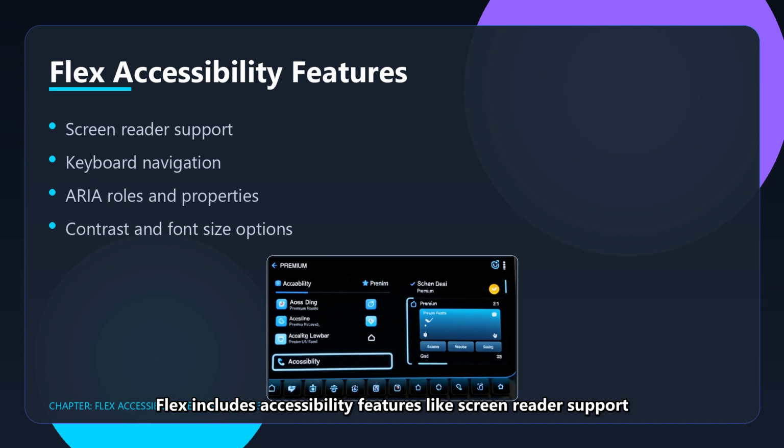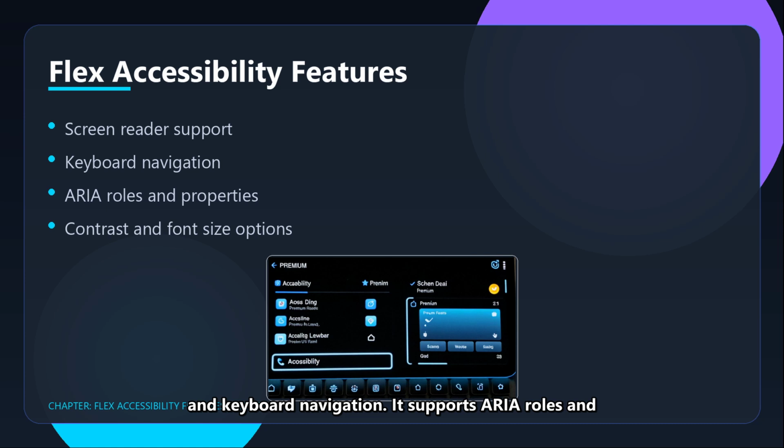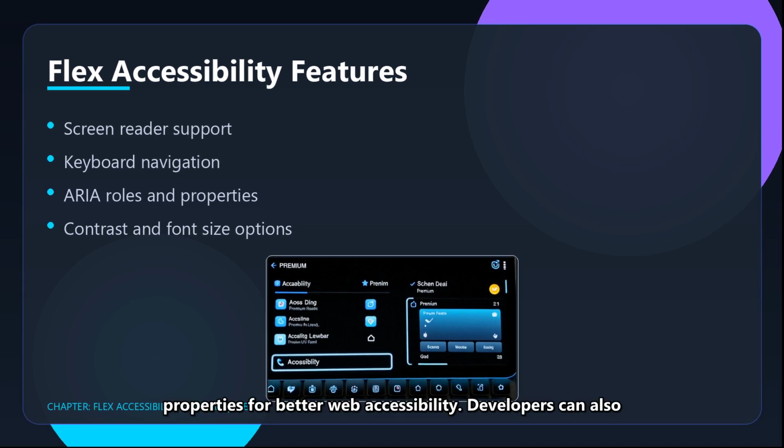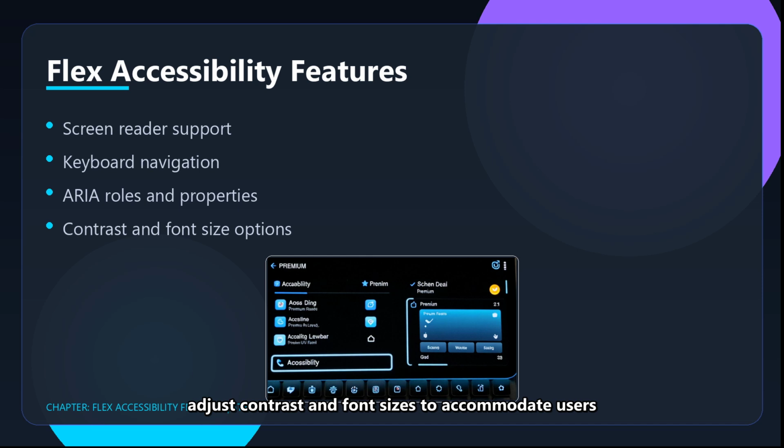Flex includes accessibility features like screen reader support and keyboard navigation. It supports ARIA roles and properties for better web accessibility. Developers can also adjust contrast and font sizes to accommodate users with visual impairments.